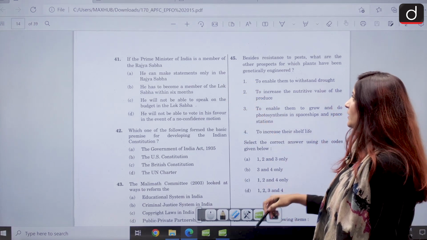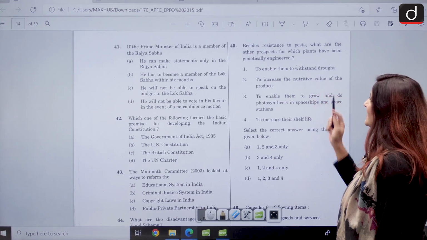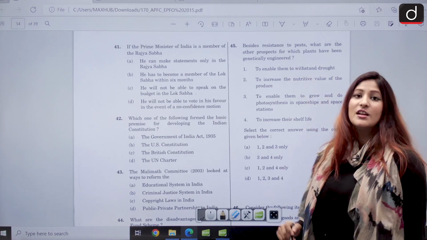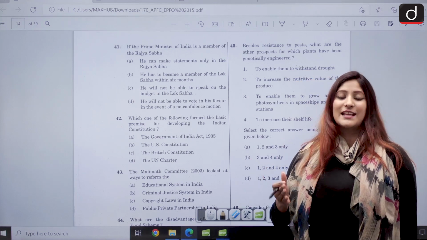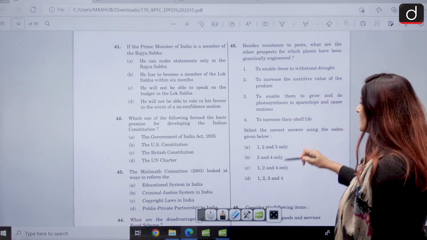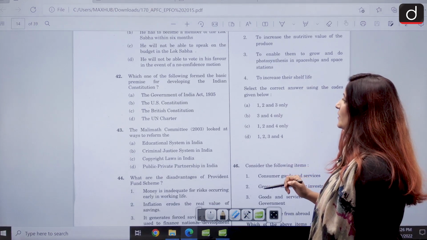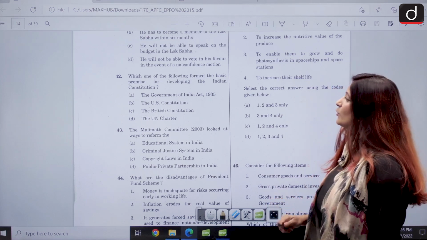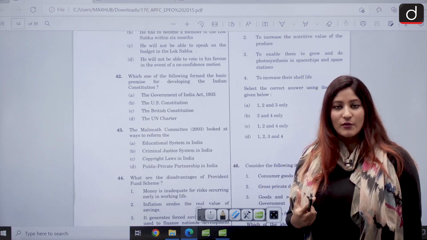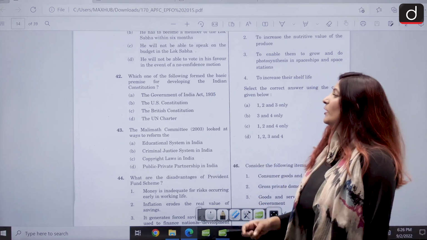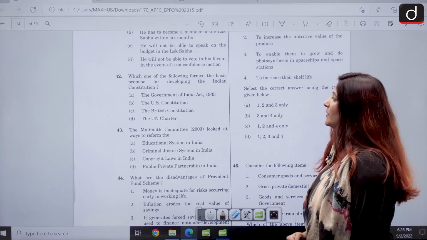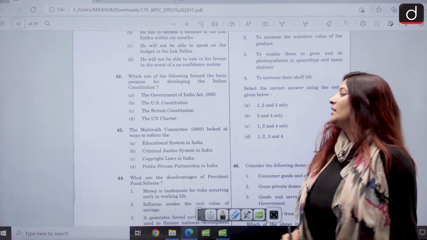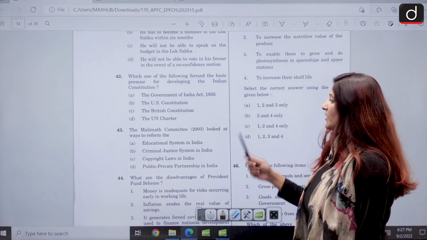So here again polity. Then beside resistance to pests, what are the other prospects for which plants have been genetically engineered? Belongs to the agricultural section of geography and economics. So you see how balanced this particular paper is. Which of the following form the basic premise for developing the Indian Constitution? That means from where we have gotten the majority part of our provisions. These are the various options. Government of India Act 1935, US Constitution, British Constitution, or UN Charter. Polity, I am sure you will be able to answer this if you have read polity.